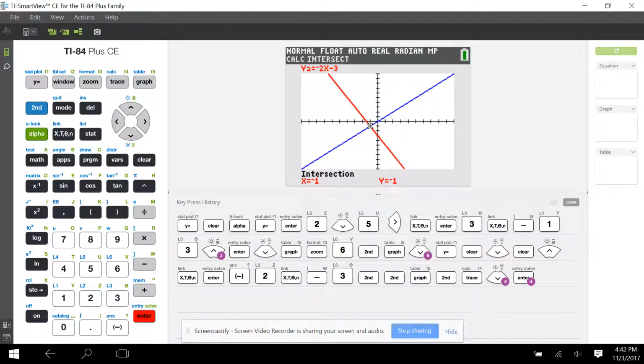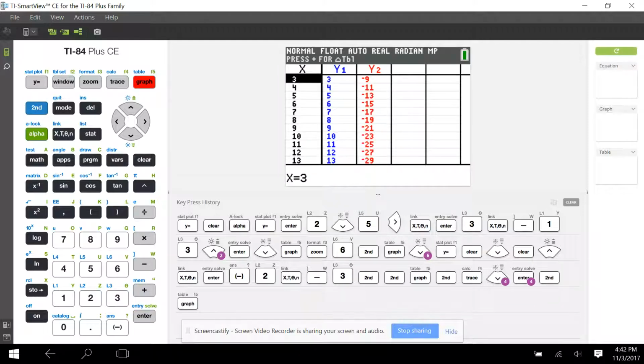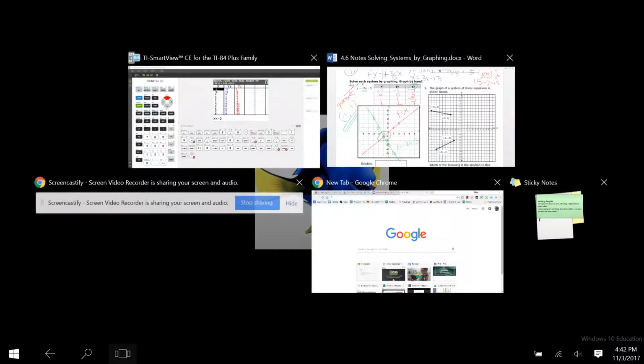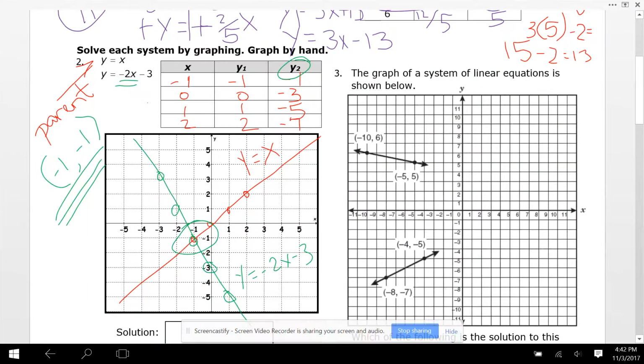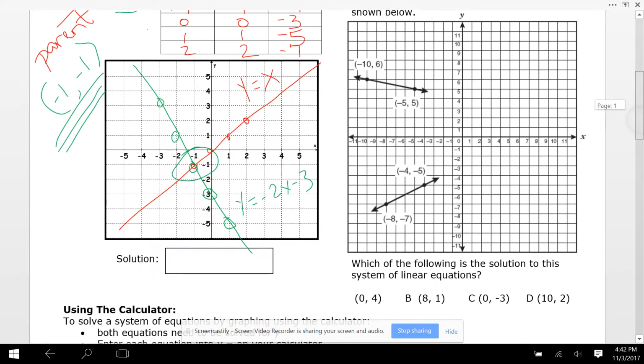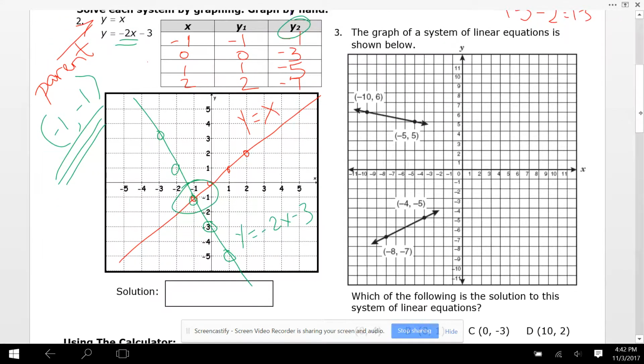Awesome. Okay, or you can go to second graph and look at the table and go through until you find where the x's and the y values are all the same. So our answer is -1 and -1, which we already knew. But now we have confirmation. All right, so number 3. Oh, so here's where I write my solution right here, -1, comma, -1.